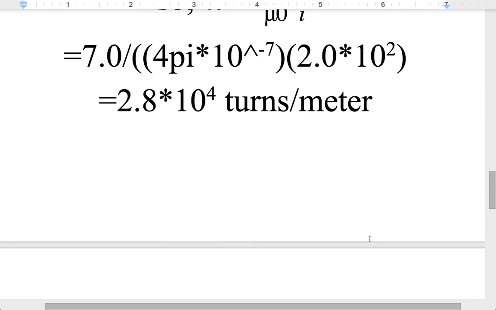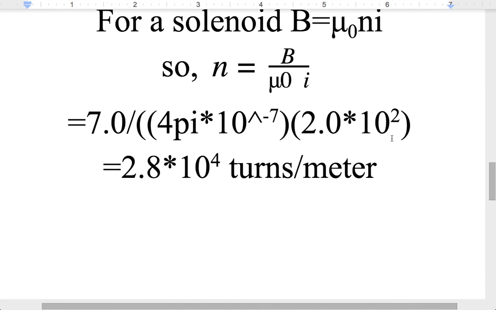All right, so that's how you solve number 55.